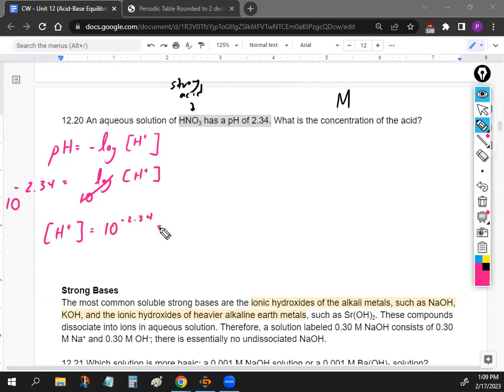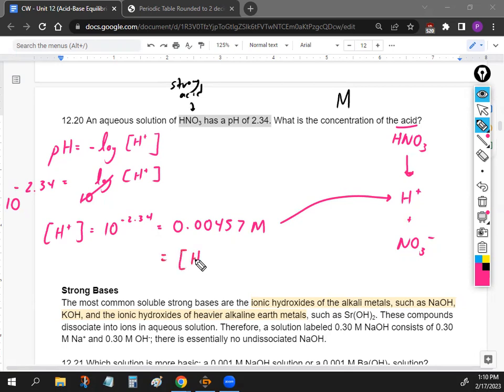That's going to give us a value of 0.00457, around there. Now this is the concentration of H plus. It's looking for the concentration of HNO3. However, we know that this is a strong acid, so it dissociates completely into H plus and NO3 minus. So if we have the concentration of H plus, since it's a strong acid and everything breaks up, this is going to also be equal to the concentration of the acid. So that's going to be our final answer. Okay. Yay.